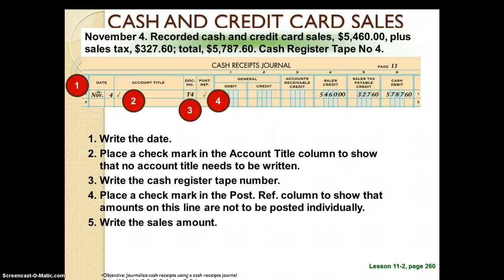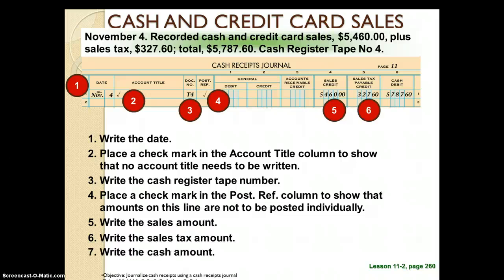We write the sales amount, which it says that our sales amount was $5,460. We write our sales tax, which was $327.60, or $5,460 times 0.06. And then we write the cash amount, and the cash amount is the total amount that we received. It's sales plus sales tax. It's important to take note that cash is sales plus sales tax. I know some of you guys got that wrong when we were working on chapter 11, but cash is sales plus sales tax.